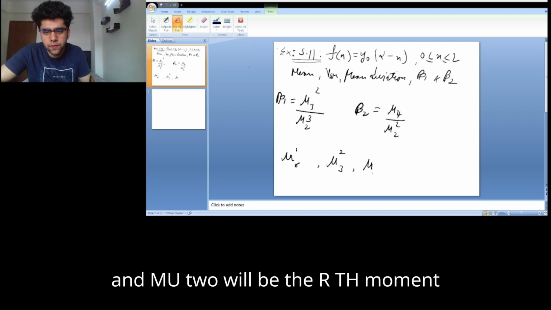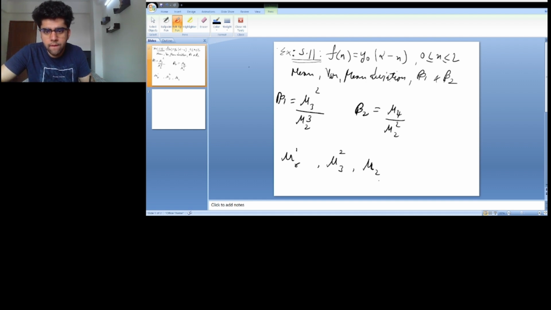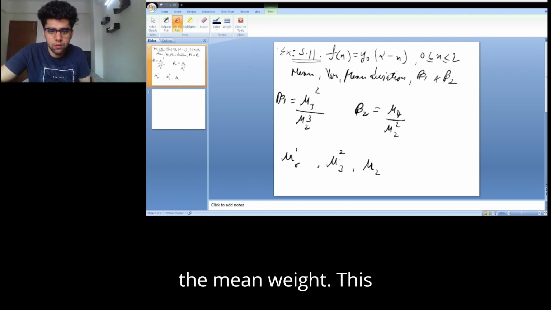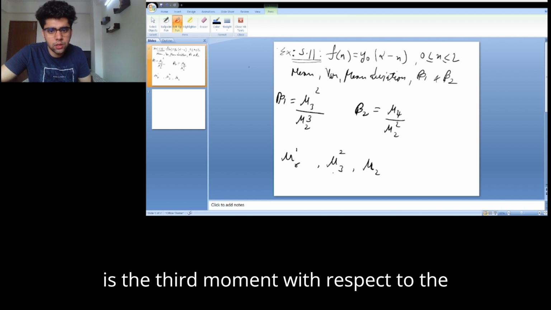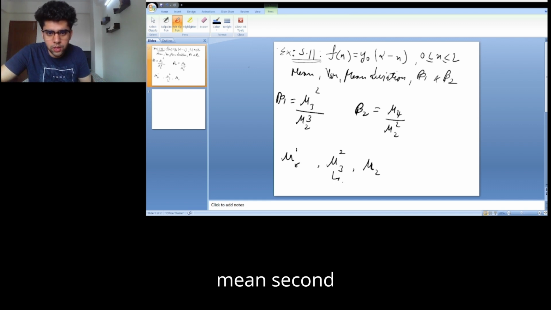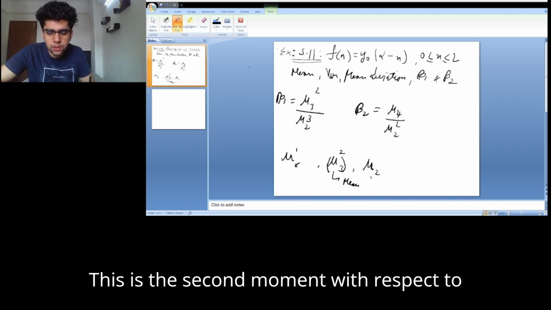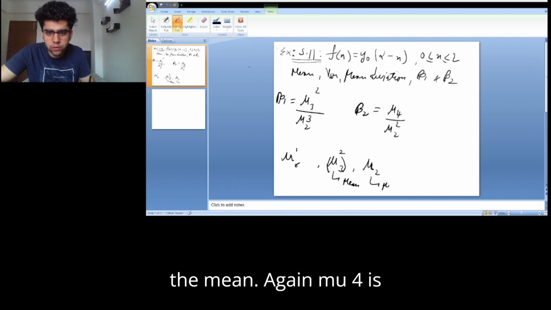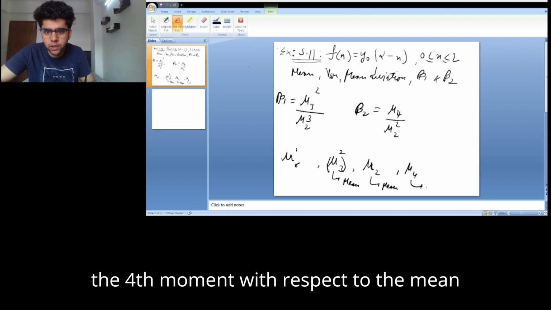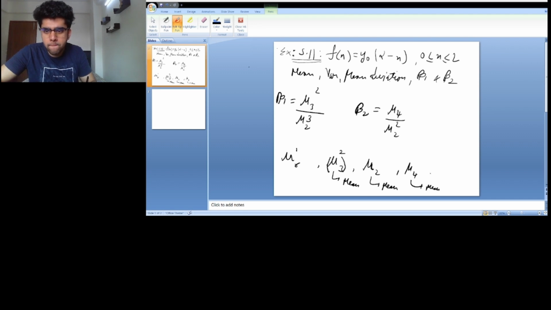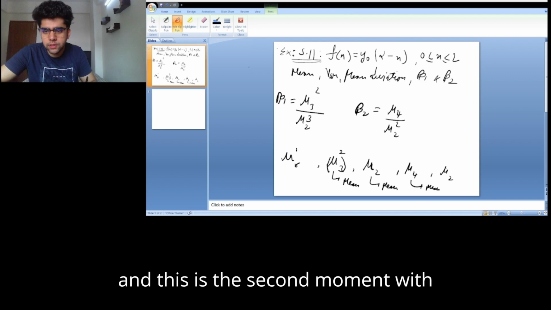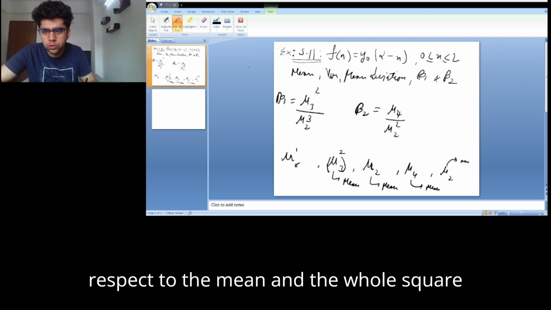will be the rth moment with respect to the mean. Wait, this is the third moment with respect to the mean, mu 2 is the second moment, and the square of this is the second moment with respect to the mean. Again, mu 4 is the fourth moment with respect to the mean, and this is the second moment with respect to the mean, and the whole square of that.